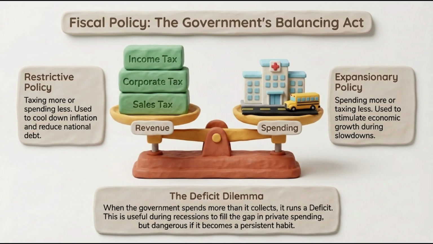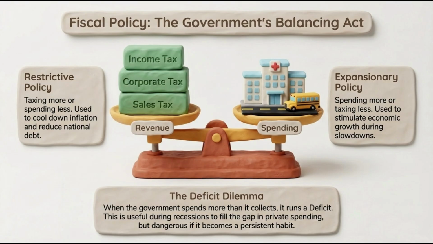The government manages its part of the loop through fiscal policy, which is a delicate balancing act. When the economy needs a boost during a slowdown, the government uses expansionary policy by spending more or taxing less to stimulate growth. When the economy is overheating and inflation is high, they use restrictive policy by taxing more or spending less to cool things down.